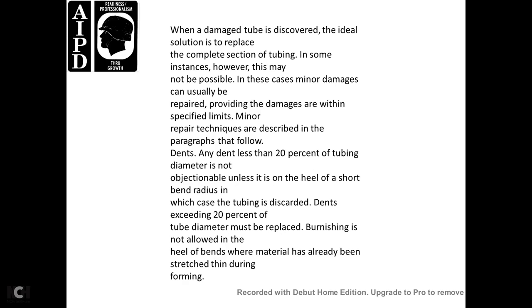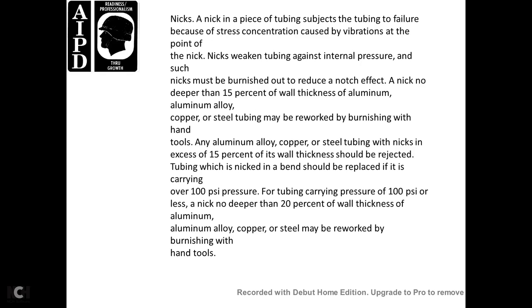Dents. Any dent less than 20% of the tubing diameter is not objectionable unless it is on the heel of the short bend radius, in which case the tube is discarded. Dents exceeding 20% of the tube diameter must be replaced. Burnishing is not allowed to heal the bends, as the material has already been stretched during forming. Next, any piece of tubing subject to flaring, because of the stress concentration, will cause vibration at the point of the nick.